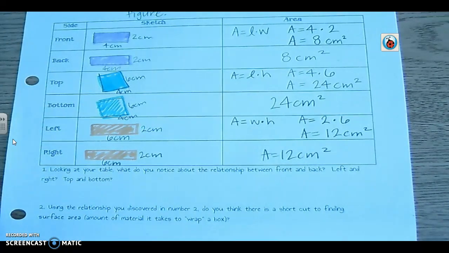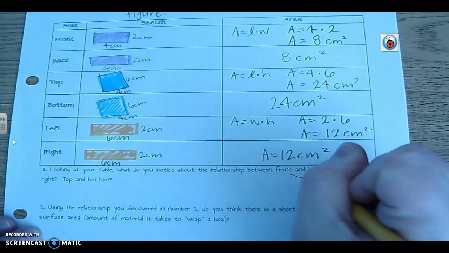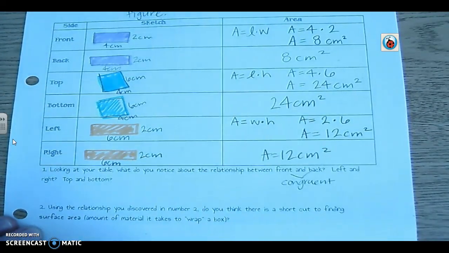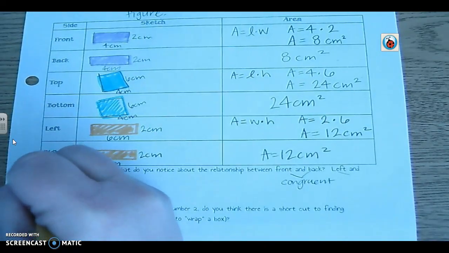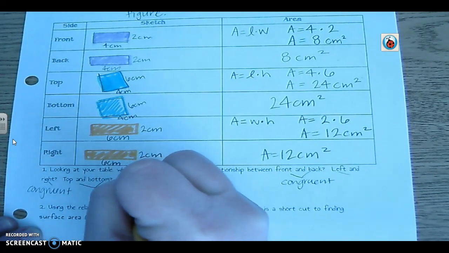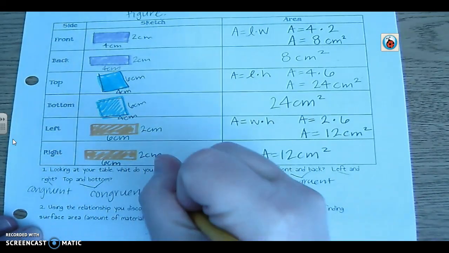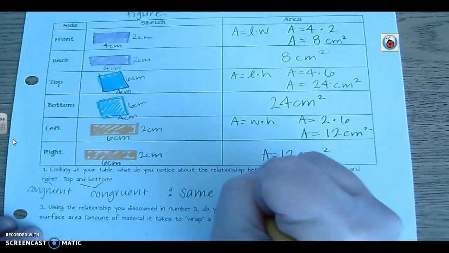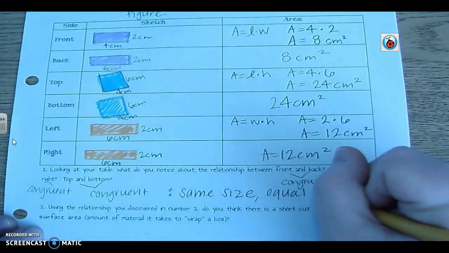So we've been discussing this throughout this worksheet. The front and back are congruent. The left and right are congruent, and the top and bottom are congruent. So what does that mean? It means that they are the same size, which in turn means they have equal areas.